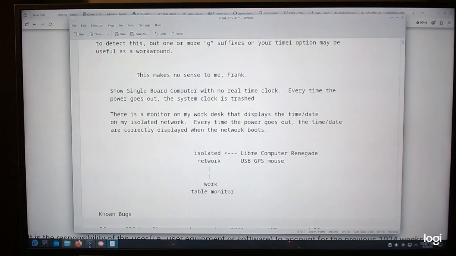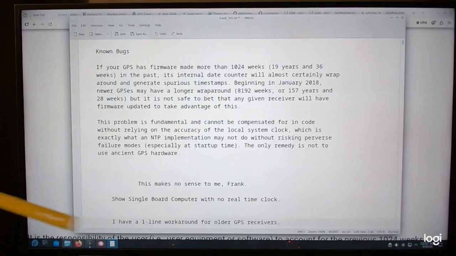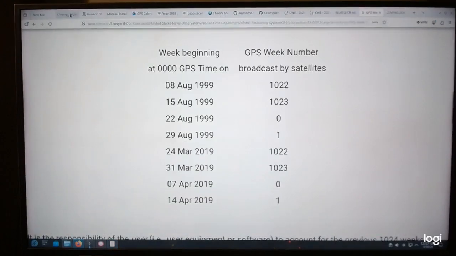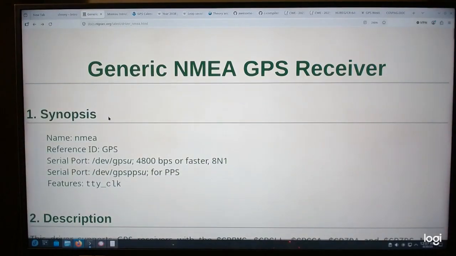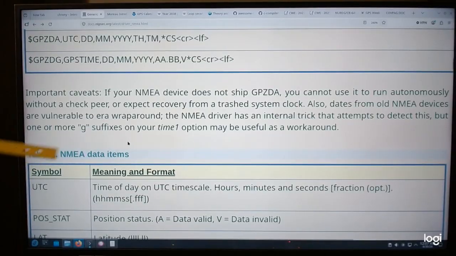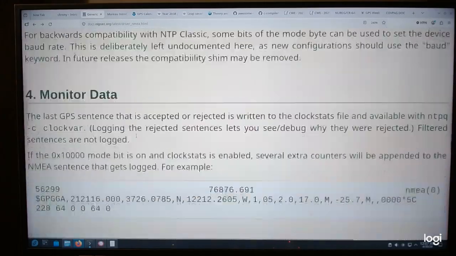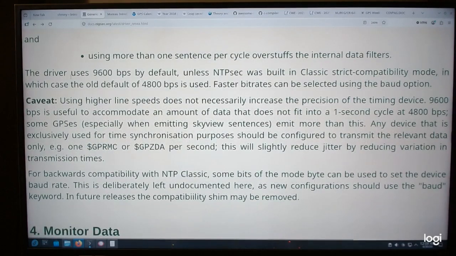And this right here, let me show you this. This makes no sense to me. Let me show you what I'm talking about. Here's their web page right here. There's the caveat that I was talking about, the trashed system clock. Then if you go down a little bit more, let's see now.